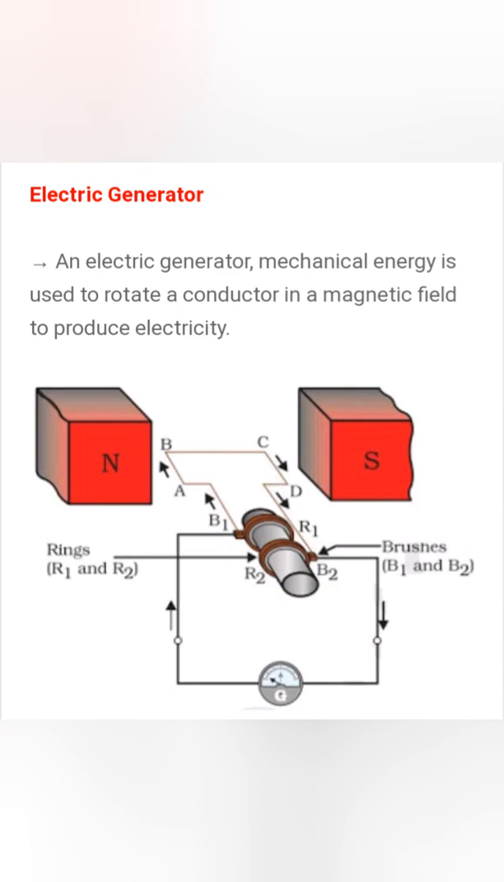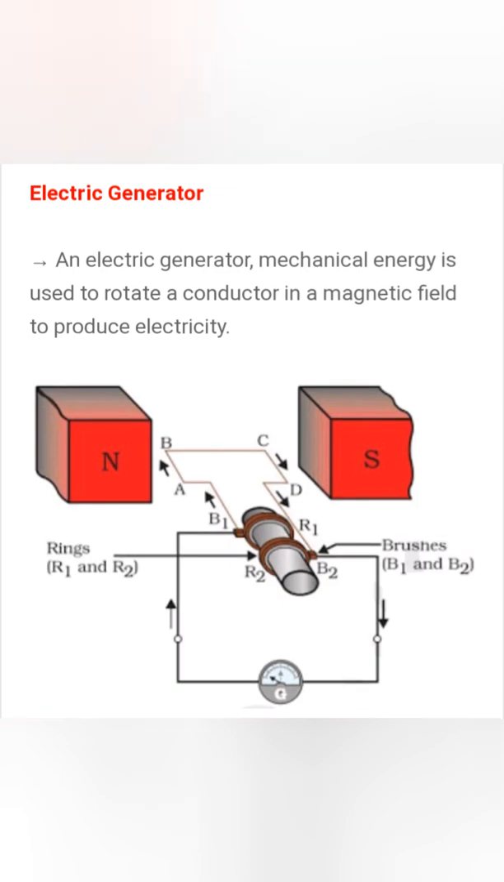Electric generator. An electric generator converts mechanical energy into electrical energy by rotating the conductor in the magnetic field. So the electric generator works on the principle of EMI, that is electromagnetic induction. When a straight conductor is moved in the magnetic field, then current is induced in the conductor.